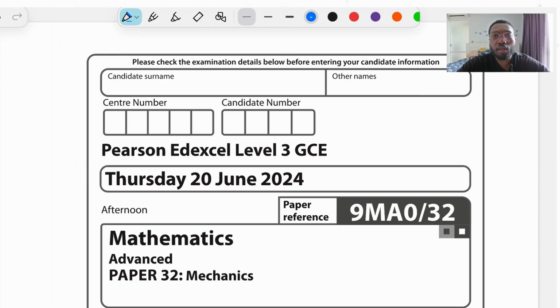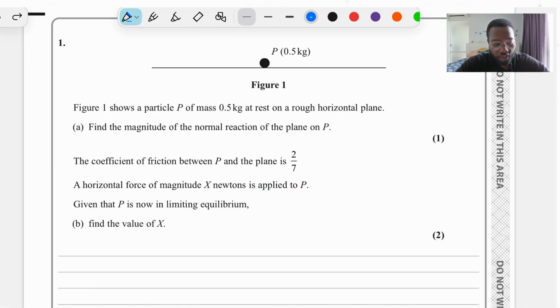Let's go. So question one, we have this figure one here. It shows a particle P of mass 0.5 kilograms at rest on a rough horizontal plane. And we need to find the magnitude of the normal reaction of the plane on P.